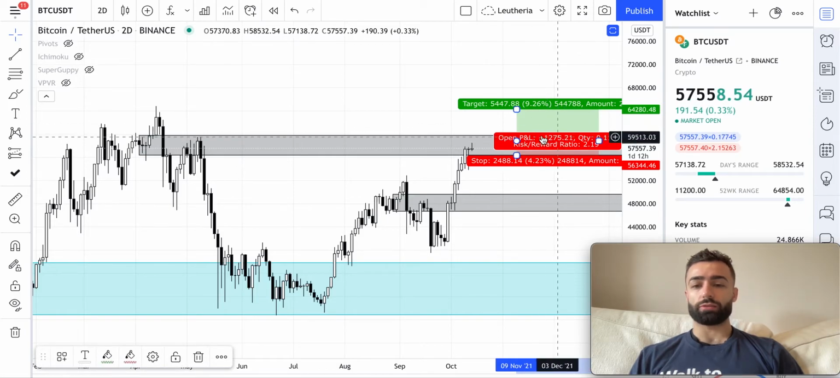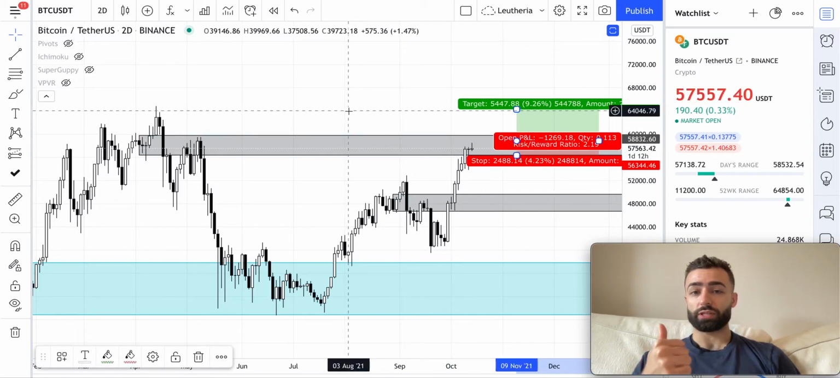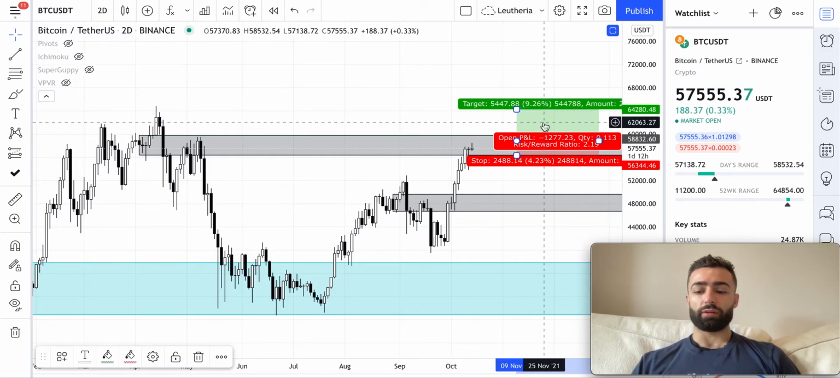And if you don't know how to use the long position tool to calculate things like your position size and also your risk reward ratio, you can check out our video where we break that down for you in very simple terms.